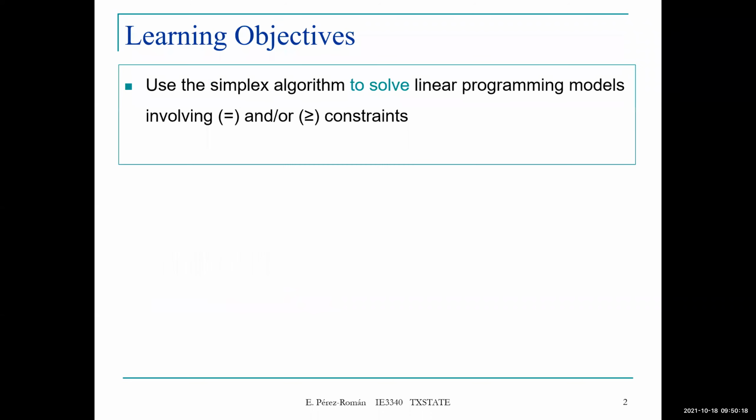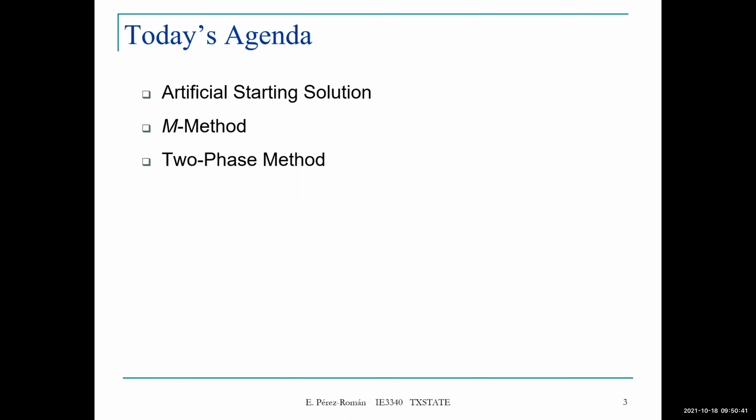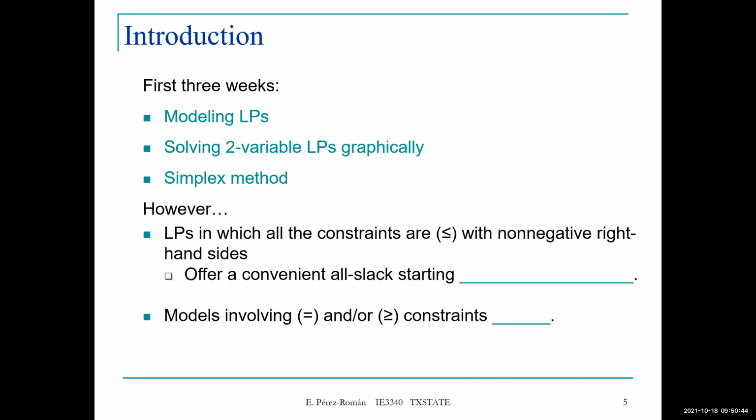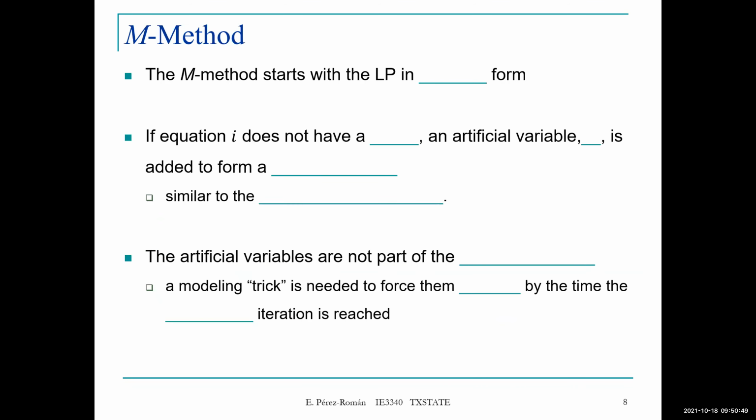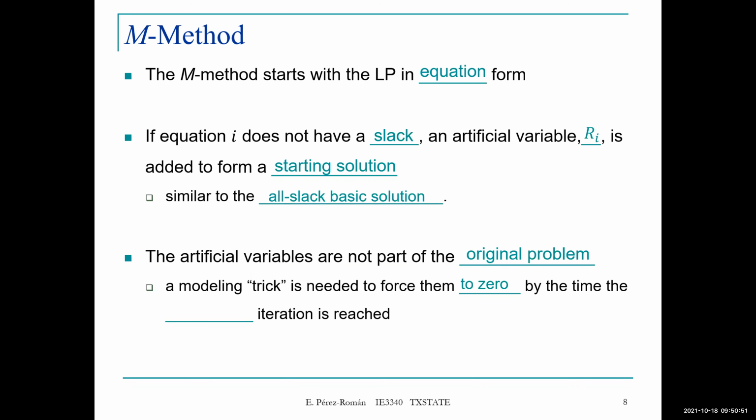Now we are looking at problems that have these types of constraints from the beginning, equalities and greater or equal to constraints. And as I mentioned already, we have to use an additional strategy to find an initial solution. So we talked about the M method. This method was using artificial variables for those constraints that were equalities or greater or equal to.